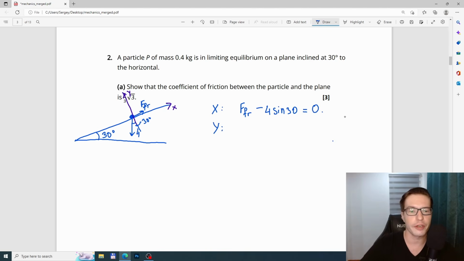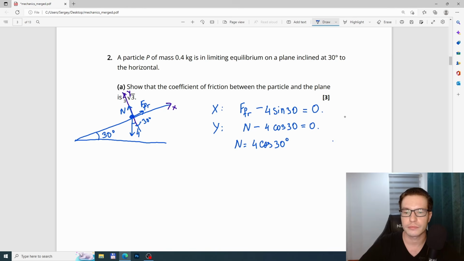Now on the y-axis, we've got the normal reaction minus the y component of the weight, which is adjacent to the angle of 30. So that means I'm going to multiply 4 by cosine 30. And that also equals 0. So from here, I can find the normal reaction. Then I will multiply it by the coefficient of friction, mu, and I will get the force of friction. So it's 4 mu times cosine 30. Now I will substitute this into the first equation.